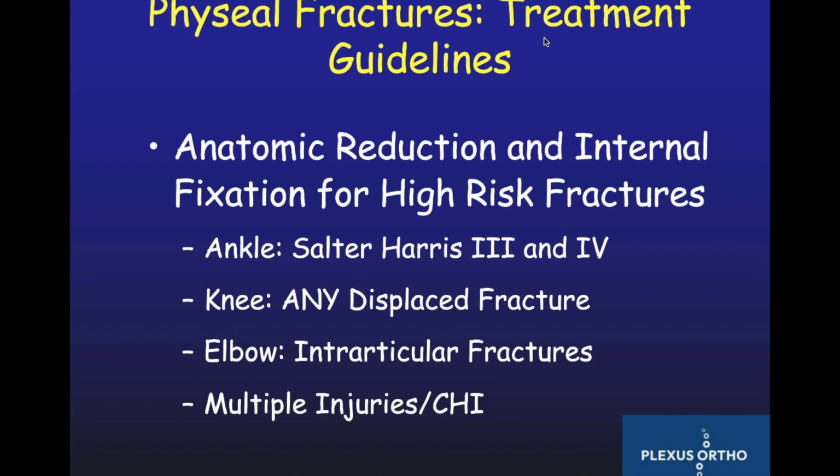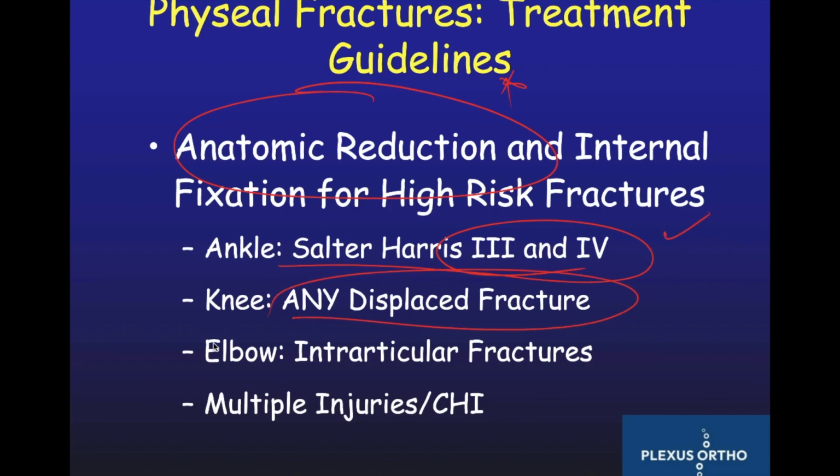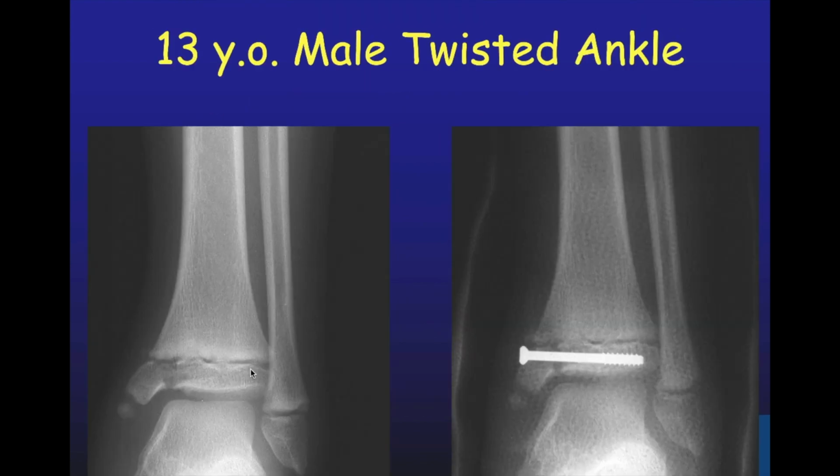The treatment guidelines for ankle physeal injuries are basically that you have to restore anatomy. Anatomy should be restored. It doesn't matter what you do. In ankle Salter-Harris type 3 and 4, you have to restore anatomy and make sure there is no intra-articular step. In the knee, any displaced fracture of the distal femur should be fixed. In the elbow, intra-articular fractures and multiply injured patients, you should also take it up for internal fixation and accurate reduction.